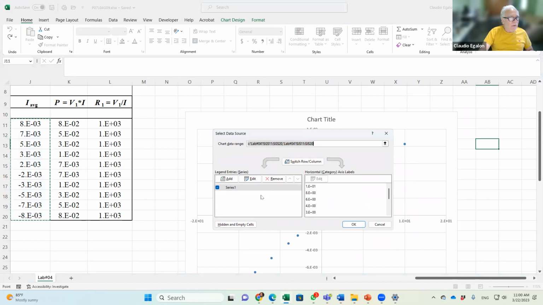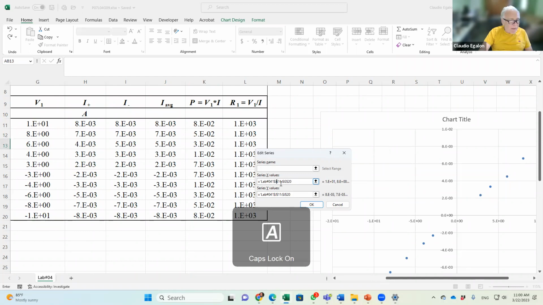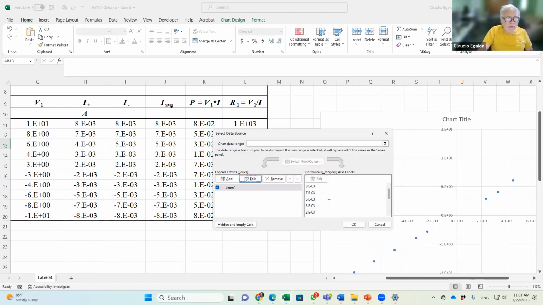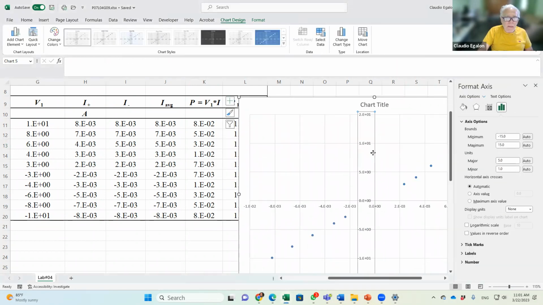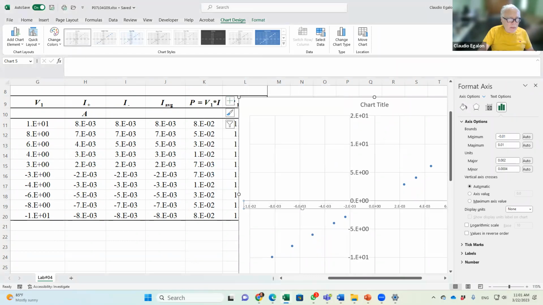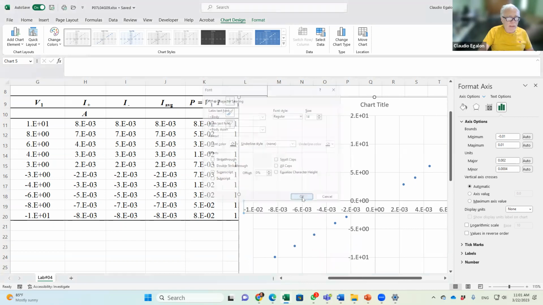Select data, right click, select data, edit. G becomes J, and J becomes G. Okay, and we double click here. Font, at least let's put 14, right? And here too. Font size 14.